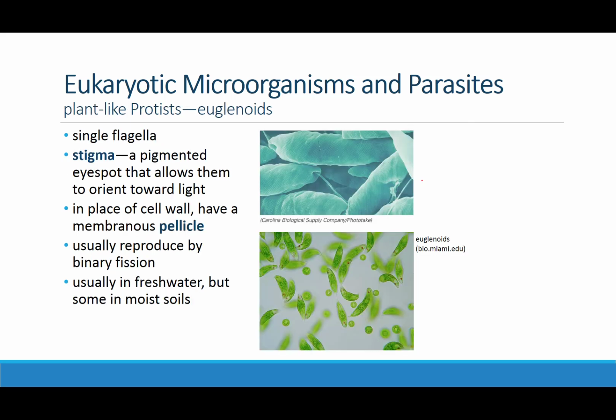The next group of the plant-like protists are the euglenoids. Euglena have a single flagellum, and one thing that is characteristic with the euglenoids, especially in Euglena, so here is Euglena species, they have a structure called a stigma. It's a pigmented region of their cell that acts as an eye spot. They certainly aren't making images. They don't form images with this, but they can distinguish light from dark, and they tend to orient toward the light so that they can increase their photosynthetic capability.